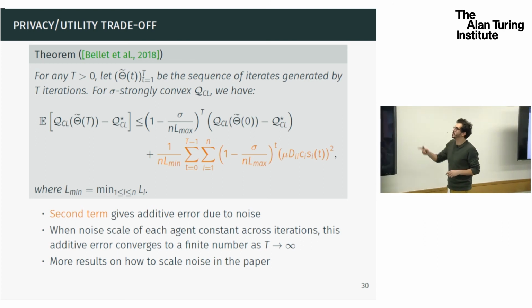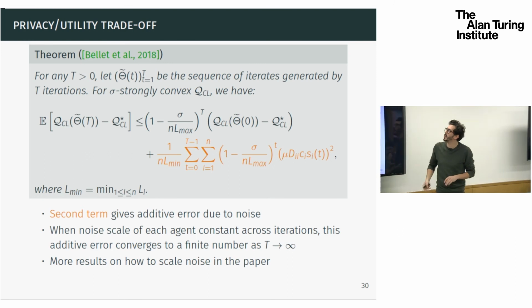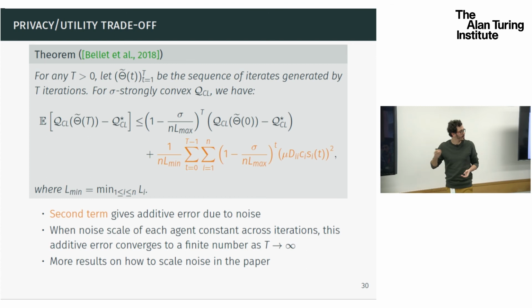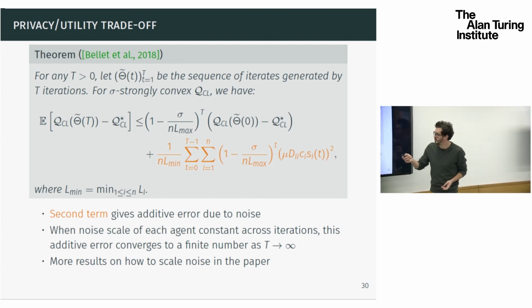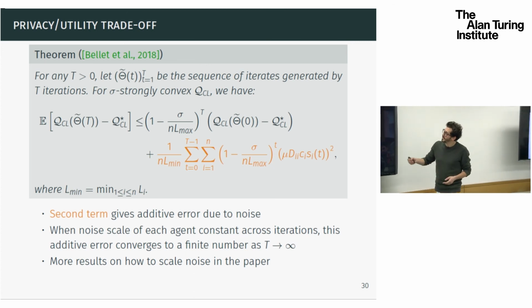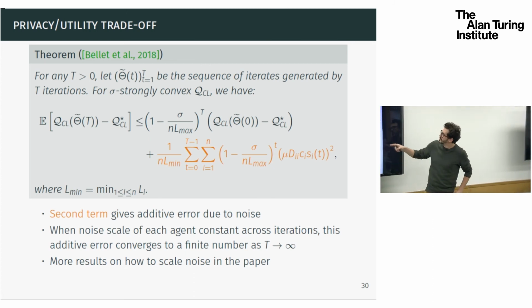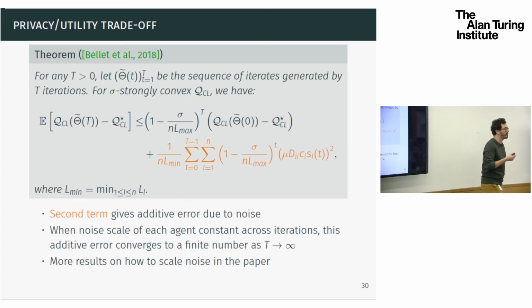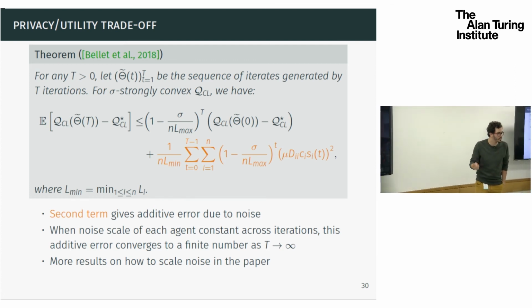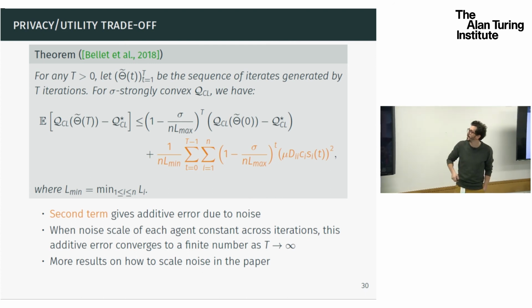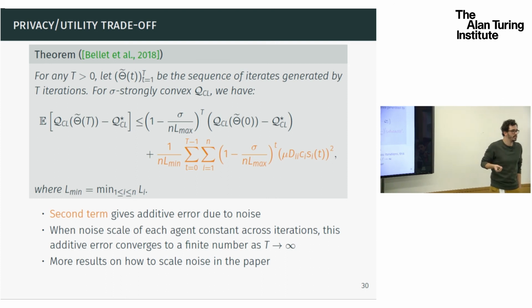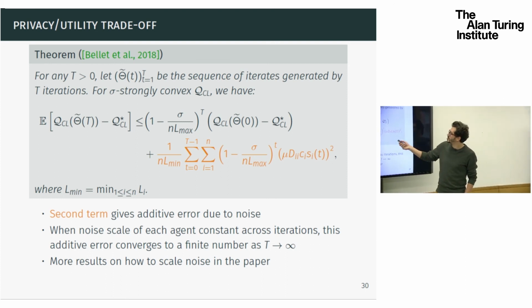Here we know how the privacy scales with the parameters that I use. Now what I want to study is the impact on the utility. And this is the result that we got. This first term is the same as before. This is the convergence rate from the non-private setting, which goes to 0 as t goes to infinity. And now I have another term, which is an additive error due to privacy, and essentially it looks like this.